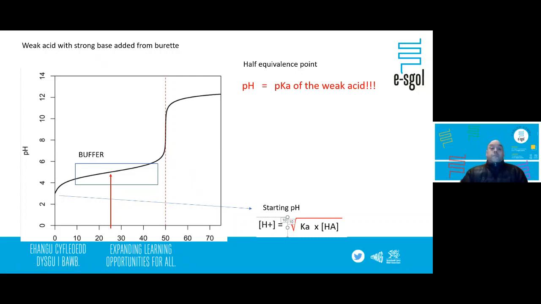There is a reason for this, and I could go into the detail of it, but you don't need to know the detail. What you do need to know is that at HEP, the half equivalence point, the pH value is the pKa value of the acid. So if they ask you to work out the Ka of your acid, it's very easy. You go to your half equivalence point, read off the pH, and then convert your pKa value into your Ka value using the expression we mentioned earlier.